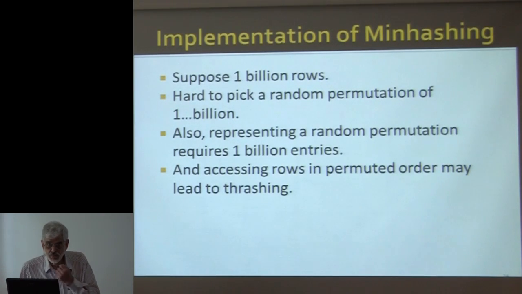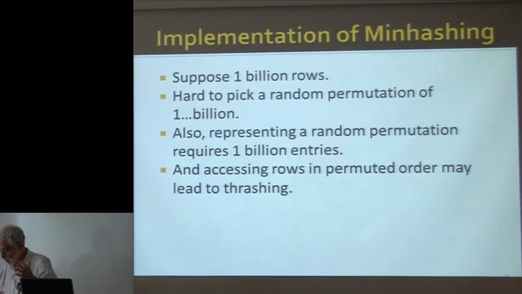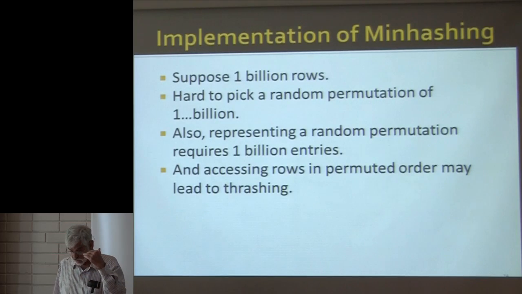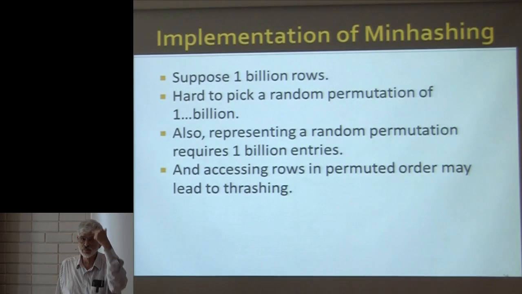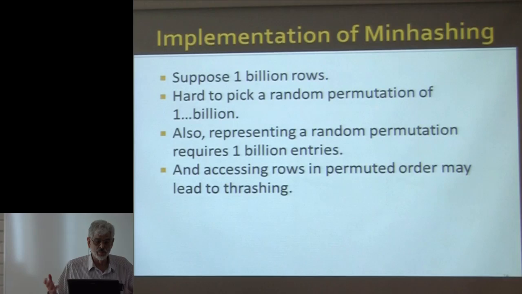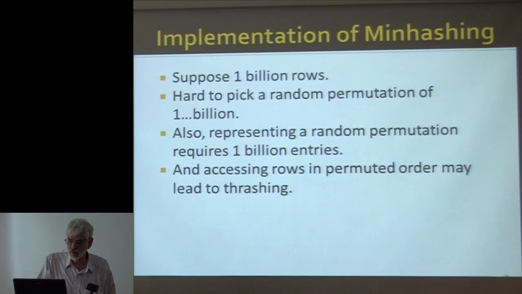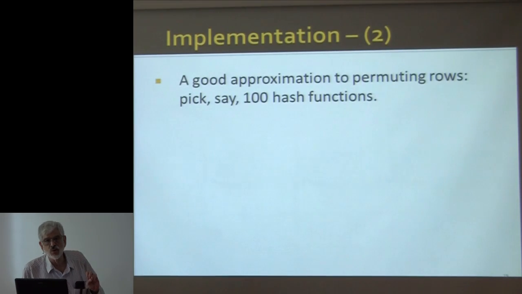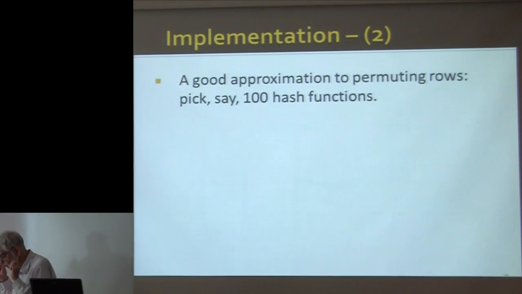And if the matrix is wide, and I don't have too much main memory these days, to actually access rows in some random order, I'm often having to pull them off of disk because the matrix itself doesn't fit in main memory. So again, I really don't want to do min-hashing the way I described it, where I pick a random permutation. What I'm actually going to do, and this is why it's called min-hashing, is use real hashing.